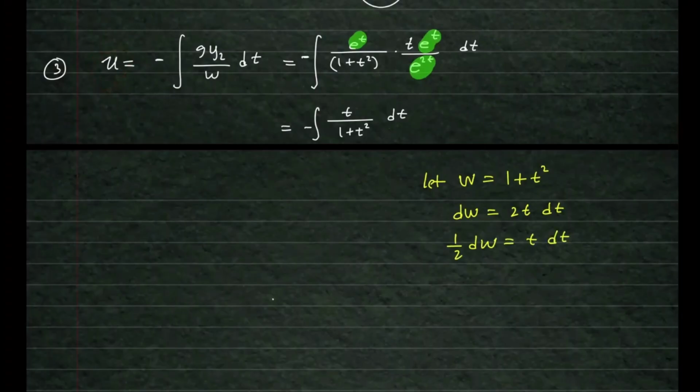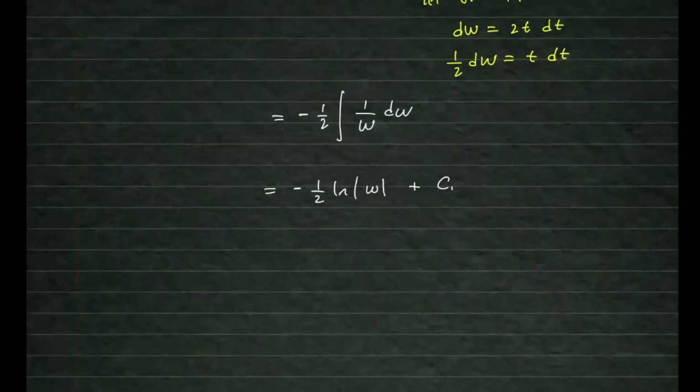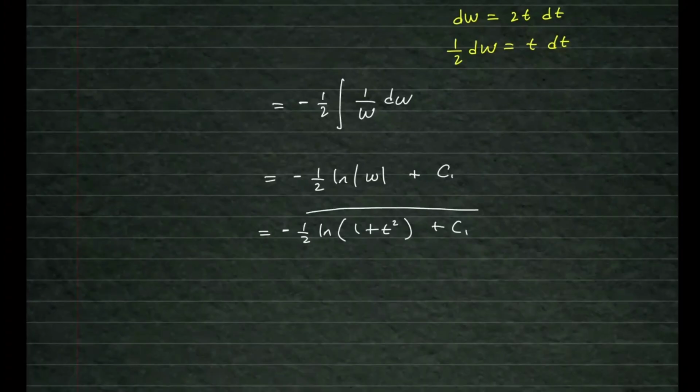All right, so then my integrand can be replaced in the w variable. This would be negative 1/2 the integral of 1 over w dw. This will give us negative 1/2 ln of absolute value of w plus some constant c1. Now, what is w? Well, that's simply 1 plus t squared. Since t squared will always give you a positive value, you can remove the absolute values. So this is simply negative 1/2 ln of 1 plus t squared plus some constant c1. All right, let's hold on to that. That is the formula for u.